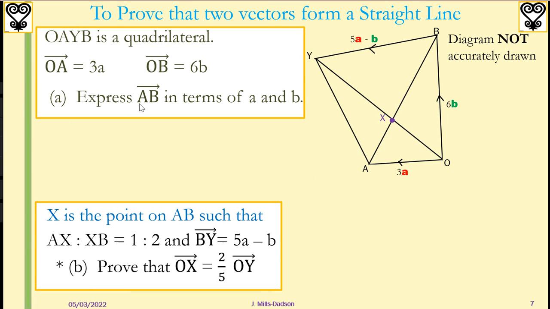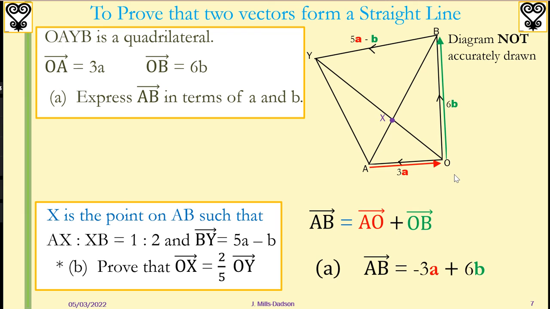First, let's express AB in terms of A and B. So vector AB. Vector AB is AO plus vector OB. And vector AO is 3A, but we are going against it. So it has to be negative 3A, and vector OB has to be positive 6B. So we have negative 3A plus 6B. So it's important. The direction is very important. We are going against it, so we need to change direction. So our answer for A is negative 3A plus 6B. You can factor out 3. That's fine.